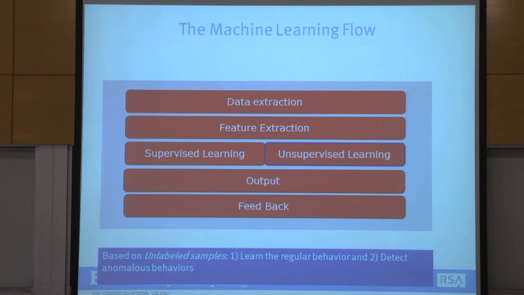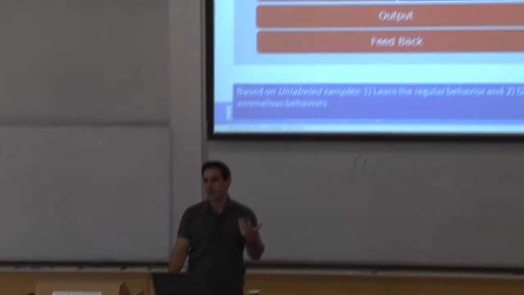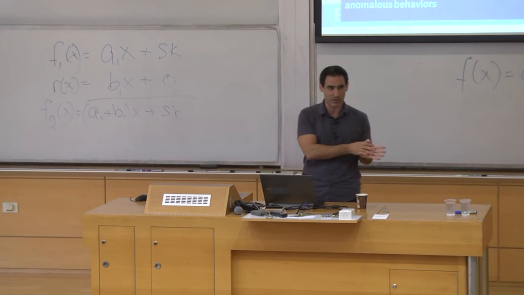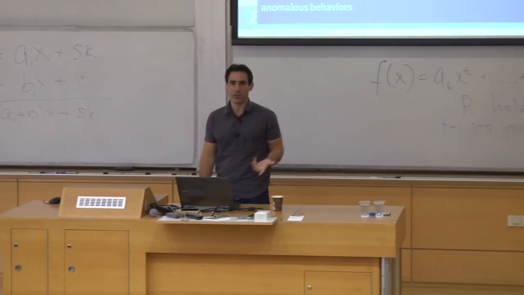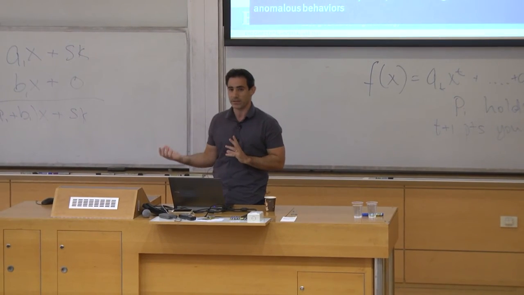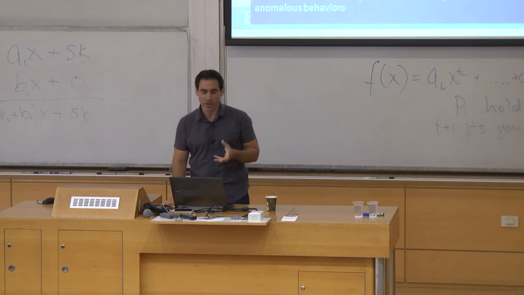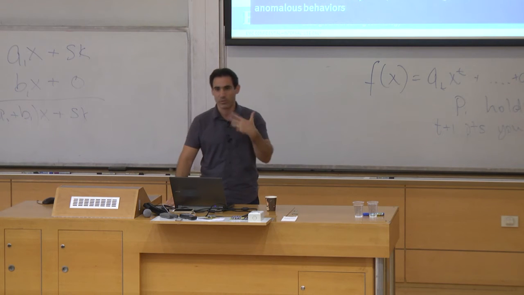The harder task is unsupervised learning, in which I have a lot of data, but it's unlabeled. So I have all the data samples, all the interactions, all the communication. Nobody is telling me if this is a benign interaction or a malicious interaction. So what I can do here is go to what is called anomaly detection. And I assume that most of the things that you do are fine. That's your regular behavior. So I'm trying to profile your behavior and your regular behavior.